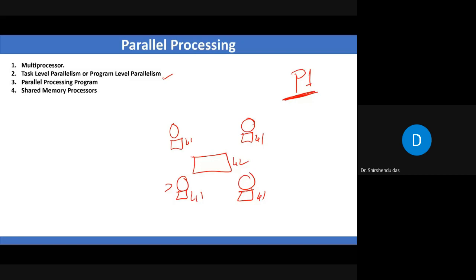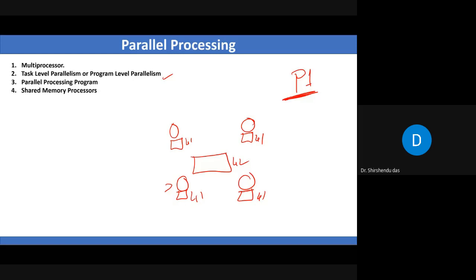Though in modern days there are some tools which can convert your sequential code to this type of code, but even those tools are designed by some people, right? And you may be one of them because you are an engineer. You are not a BCA or MCA student, right? So you should understand all the concepts.